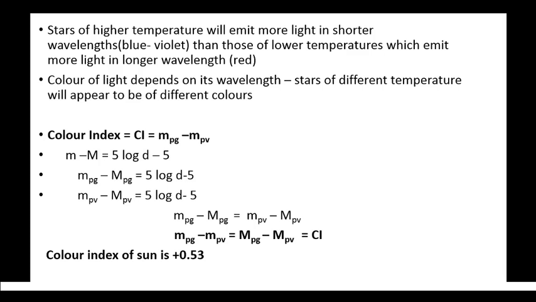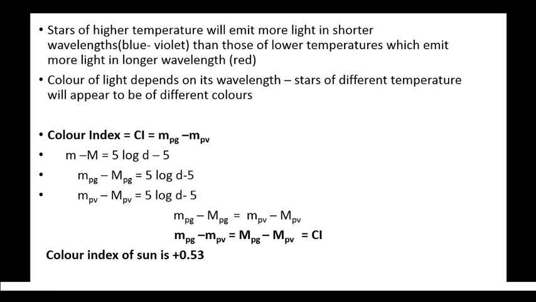That means the photographic as well as photovisual magnitude of the same star will be different, and that difference is known as color index. I repeat, we use photovisual methods and photographic methods for measuring the brightness of a star, but those values will not be the same for the same star.